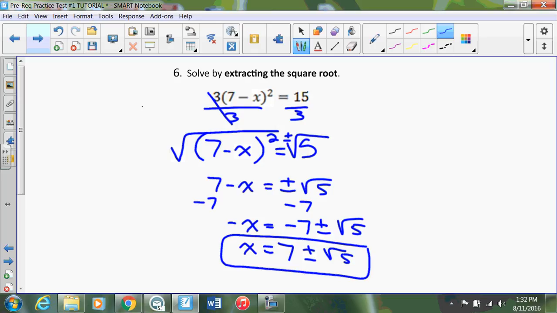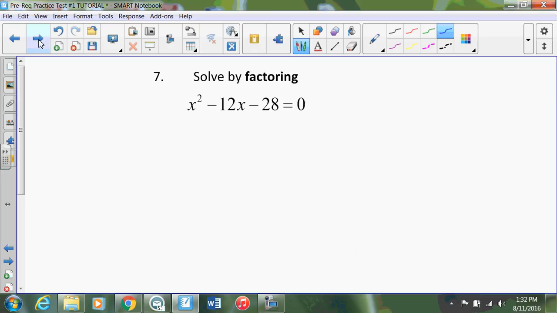Okay, the next problem is we're solving by factoring. With this one, we want to think of two numbers that multiply together to equal -28 and that add up to equal -12. When I think about that, I think, well, I've got -14 and 2. Of course, I'm going to put the x and x, but the -14 and the +2 works because -14 times 2 is -28, and -14 plus 2 is -12.